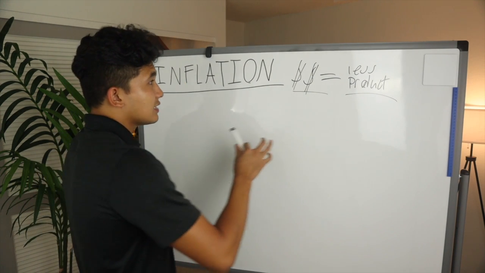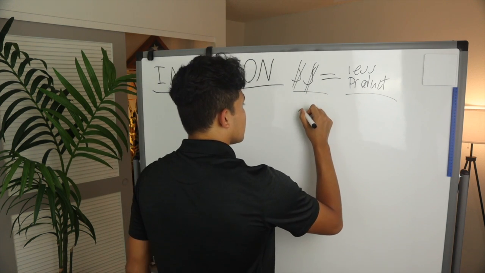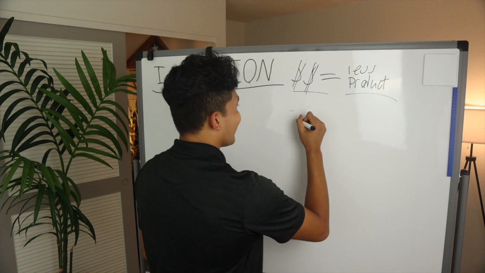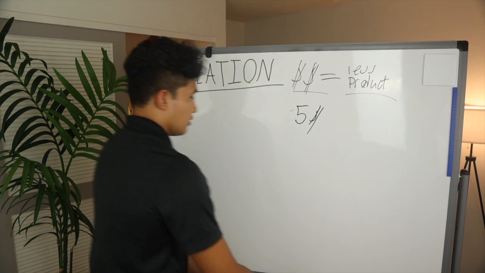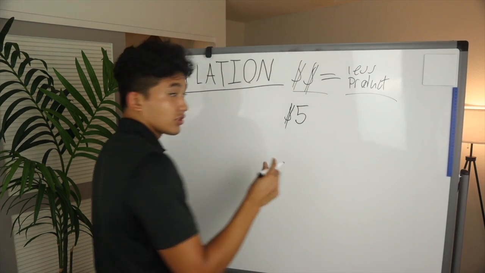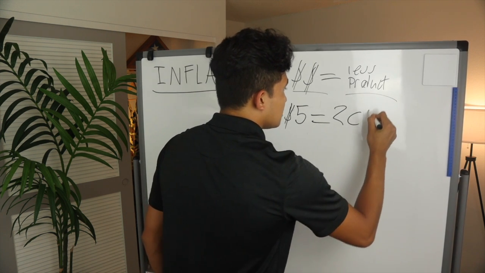So what happens here is, a good example would be, let's just say you have $5. Oh, that is not a 5 at all. Okay, sorry. Let's just say you have $5 US, okay? The dollar sign goes in front. Okay, $5 US, okay guys? And right now, let's just say that equals 2 cheeseburgers.